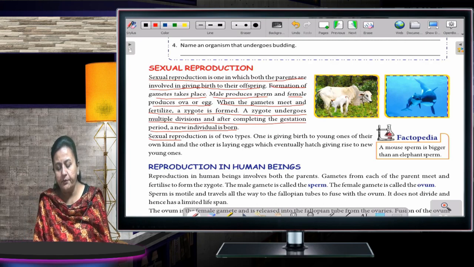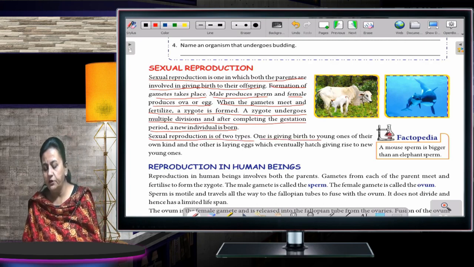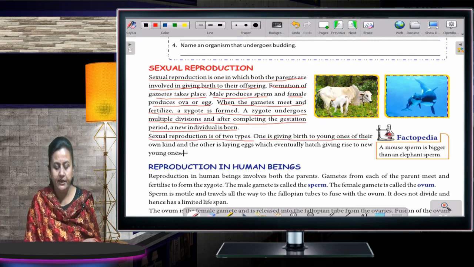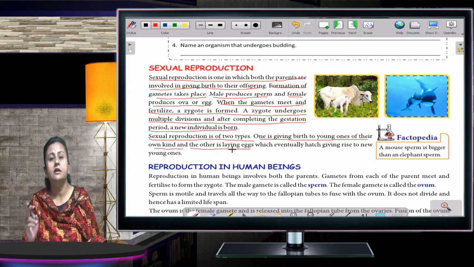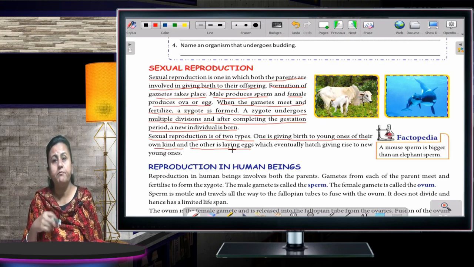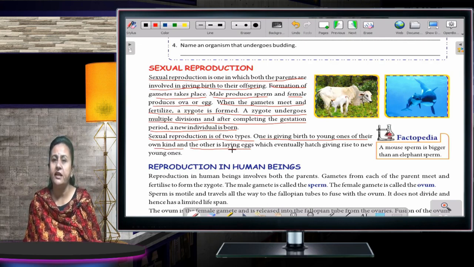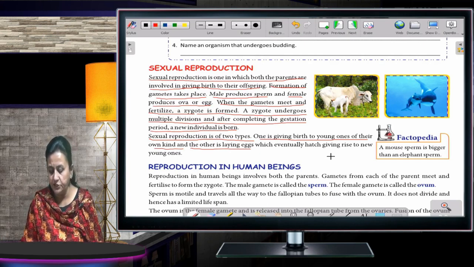Now, sexual reproduction is of two types. One is giving birth to young ones of their own kind, and the other one is laying eggs. See, in sexual reproduction, the parent gives birth or the parent lays eggs. Fine children? So, these are two types of sexual reproduction. Now, we will talk about reproduction in human beings. You can see on your screens also.